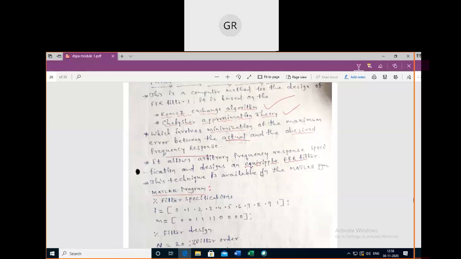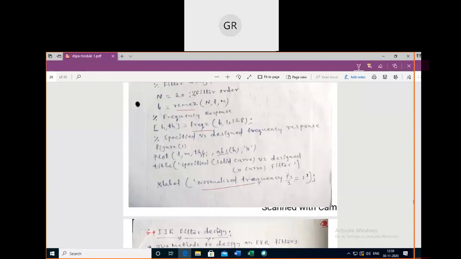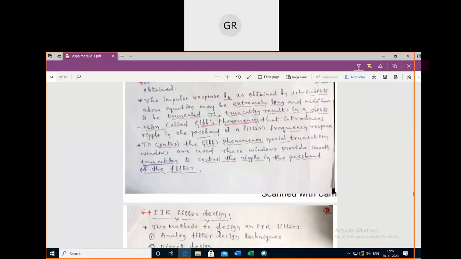Equiripple means we have these ripples, up and low, up and low. These are equal numbers of up and low, and it's called an equiripple FIR filter. This is the program. Please practice it. This is the command, this is for frequency, and this is the output, the frequency response magnitude. Please go through this. It's also very important.